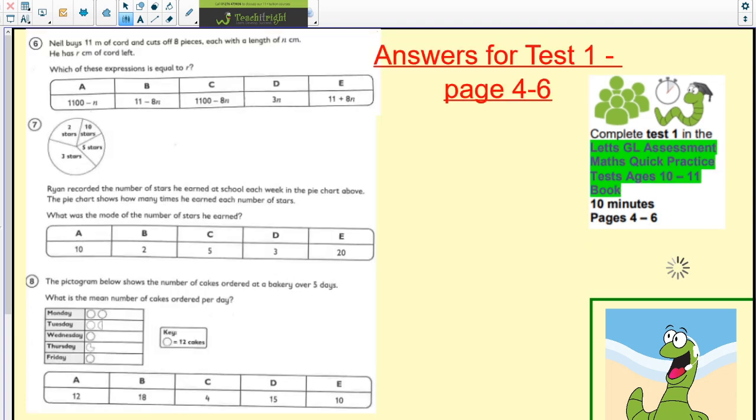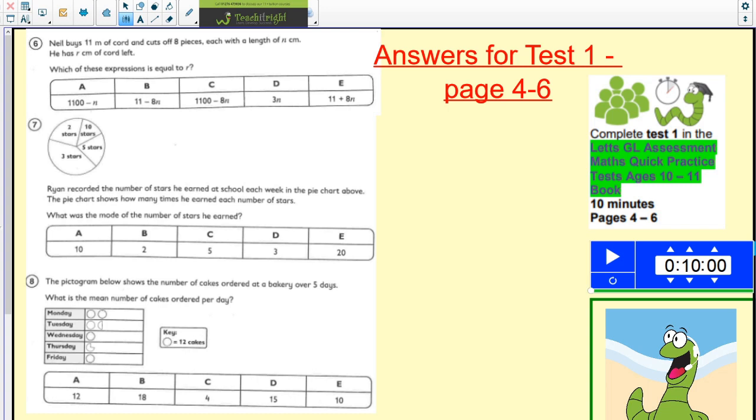Next question. Question 6. Neil buys 11 metres of cord and cuts off 8 pieces, each with a length of n centimetres, and he has r centimetres of cord left. So 8 pieces. Okay, so which of these expressions is equal to r, the leftover? So let me go through. There's something here that's important to spot. That's in centimetres, and that is in metres. So if you ever get units, it's worth underlining them because I think that can add a bit of difficulty.